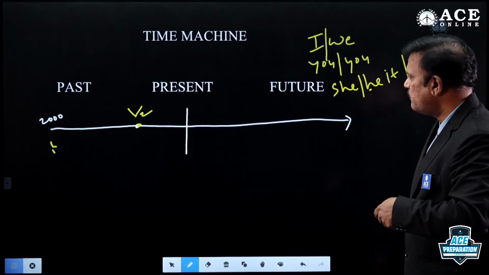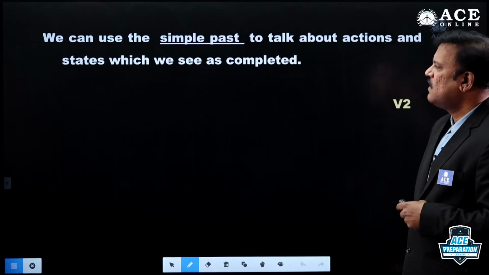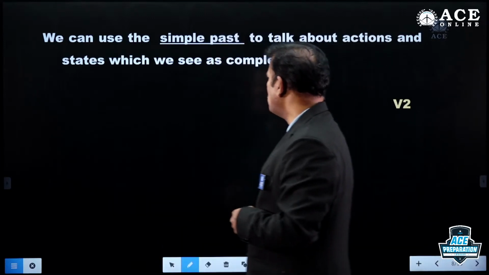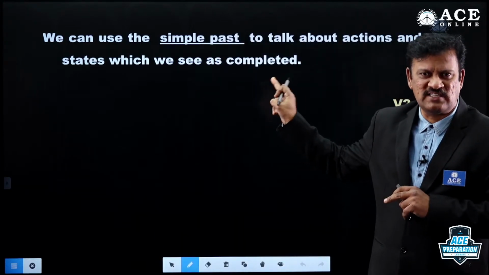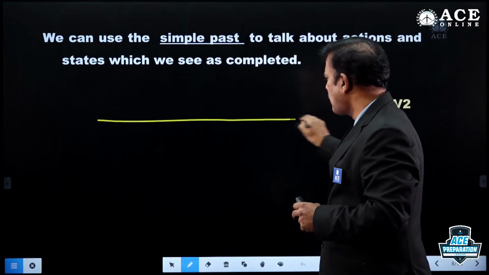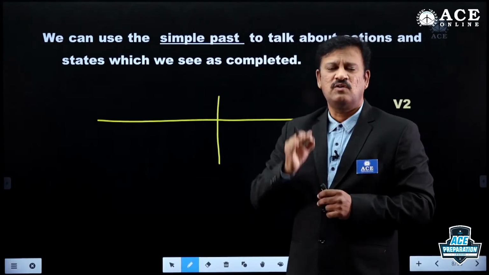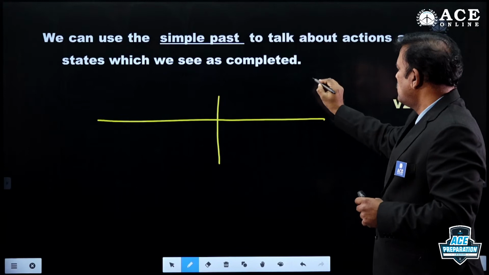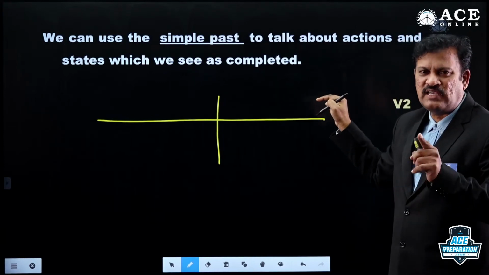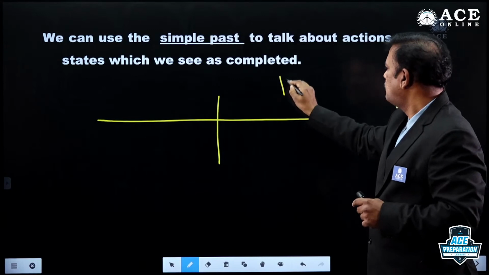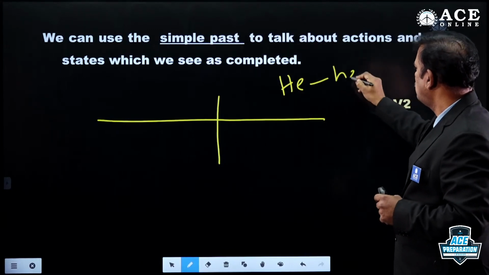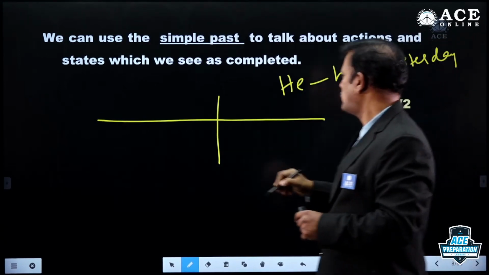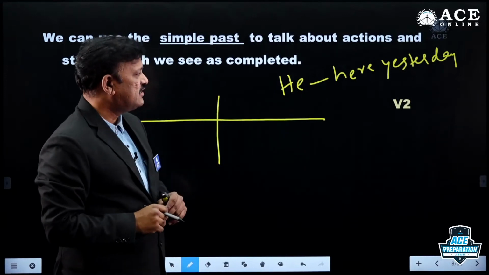Okay. We'll come back one by one. Look at this, guys. We can use the simple past to talk about actions and states which we see as completed. Even if you don't understand this statement straight away, look at this. If you see a time in a sentence, now let me focus on time here. Which word in a sentence which I'm going to give you is actually referring to time? Look at this. He dash here yesterday.